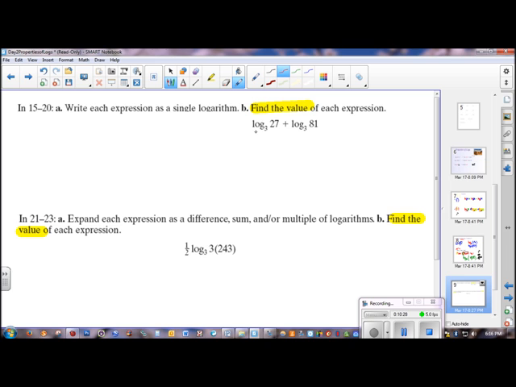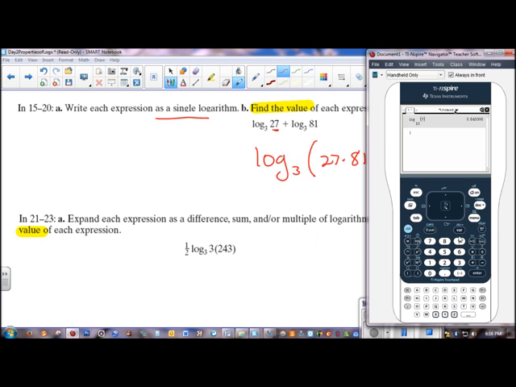Well, first of all, instructions are important. Write as a single log. That's part A. So let's write log base 3. We need one argument here. So we'll take our 27. That's a plus. We're going to turn that into a multiplier inside the single argument times 81. It's time to pick up our calculator. Do a 27 times 81, and that number becomes 2187. So that turns into log base 3 of 2187.